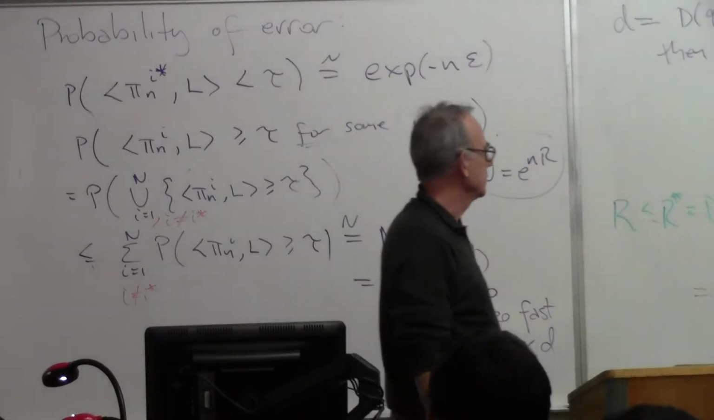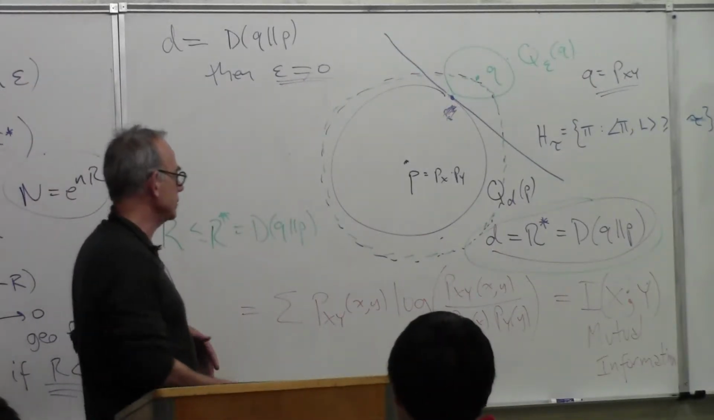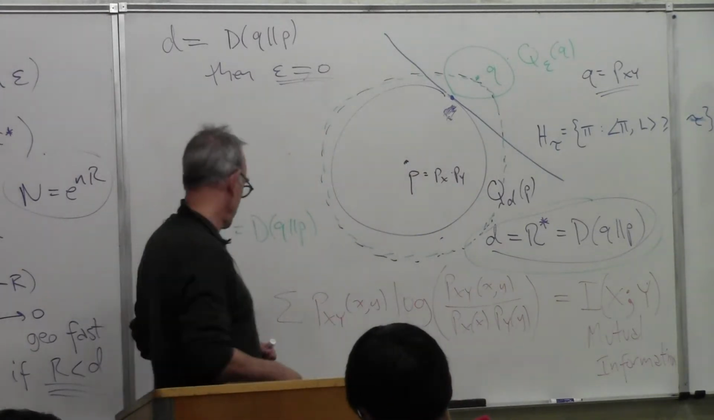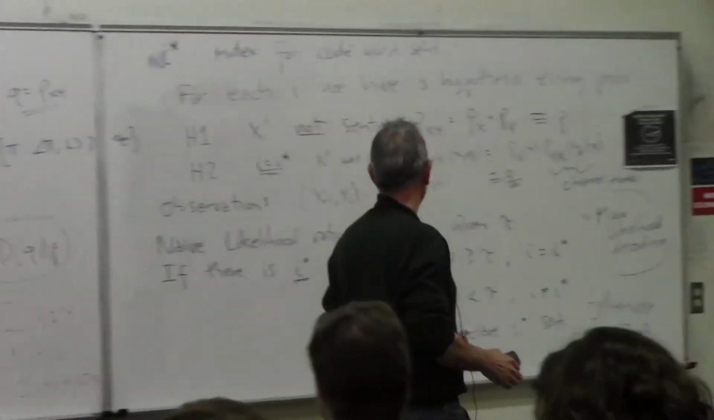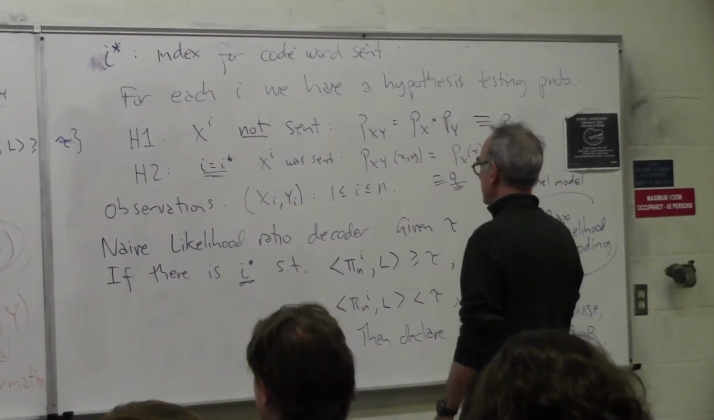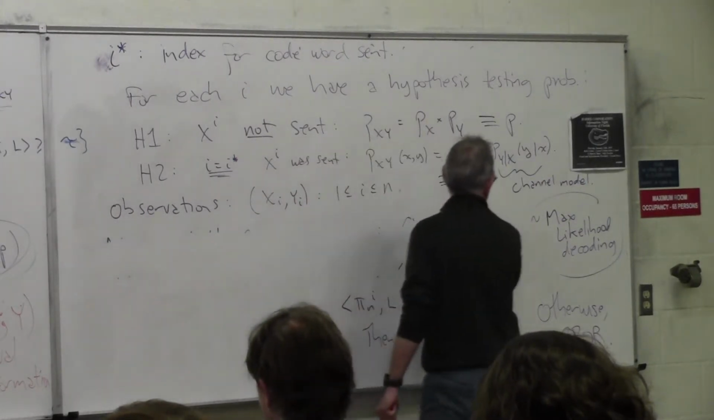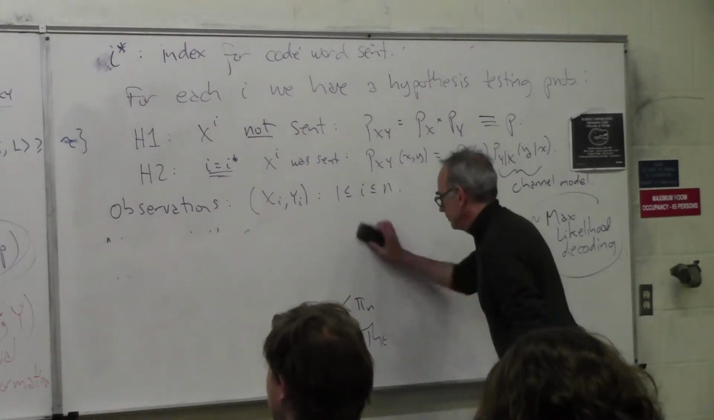So we proved achievability, that if the rate is less than mutual information, then we can reliably send data. And of course, this is ridiculous. You'd never do this particular test.